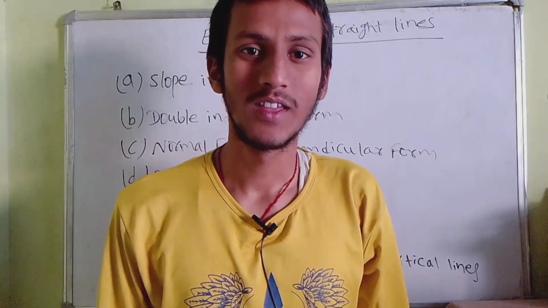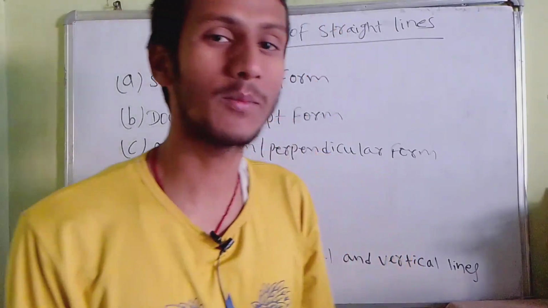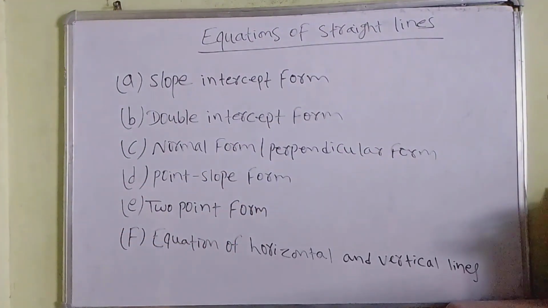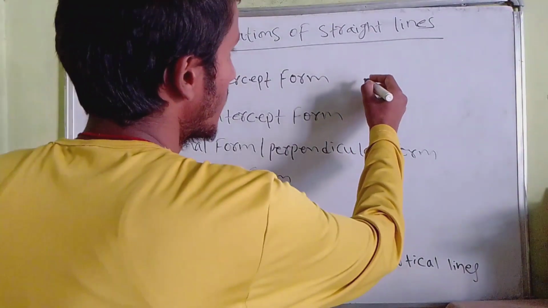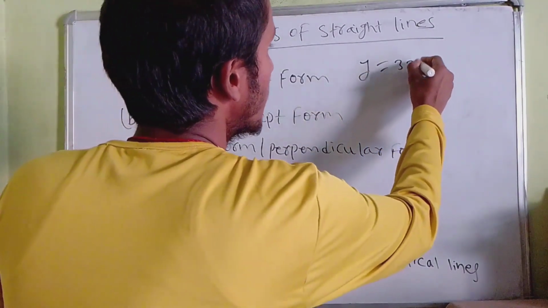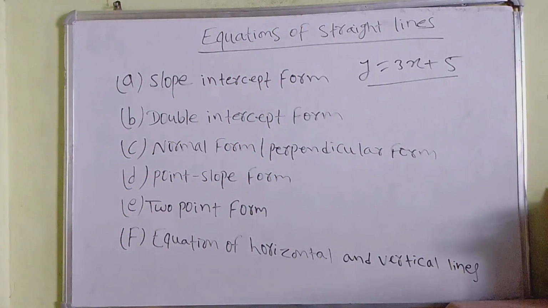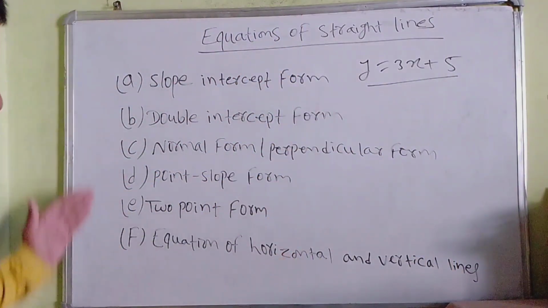Welcome to this video. In this video series, we're going to be talking about equations of straight lines. These are different forms of writing equations of straight lines. You're going to have one equation, like let's say y is equal to 3x plus 5. This is one equation of a straight line, and you can write this in different forms, okay?